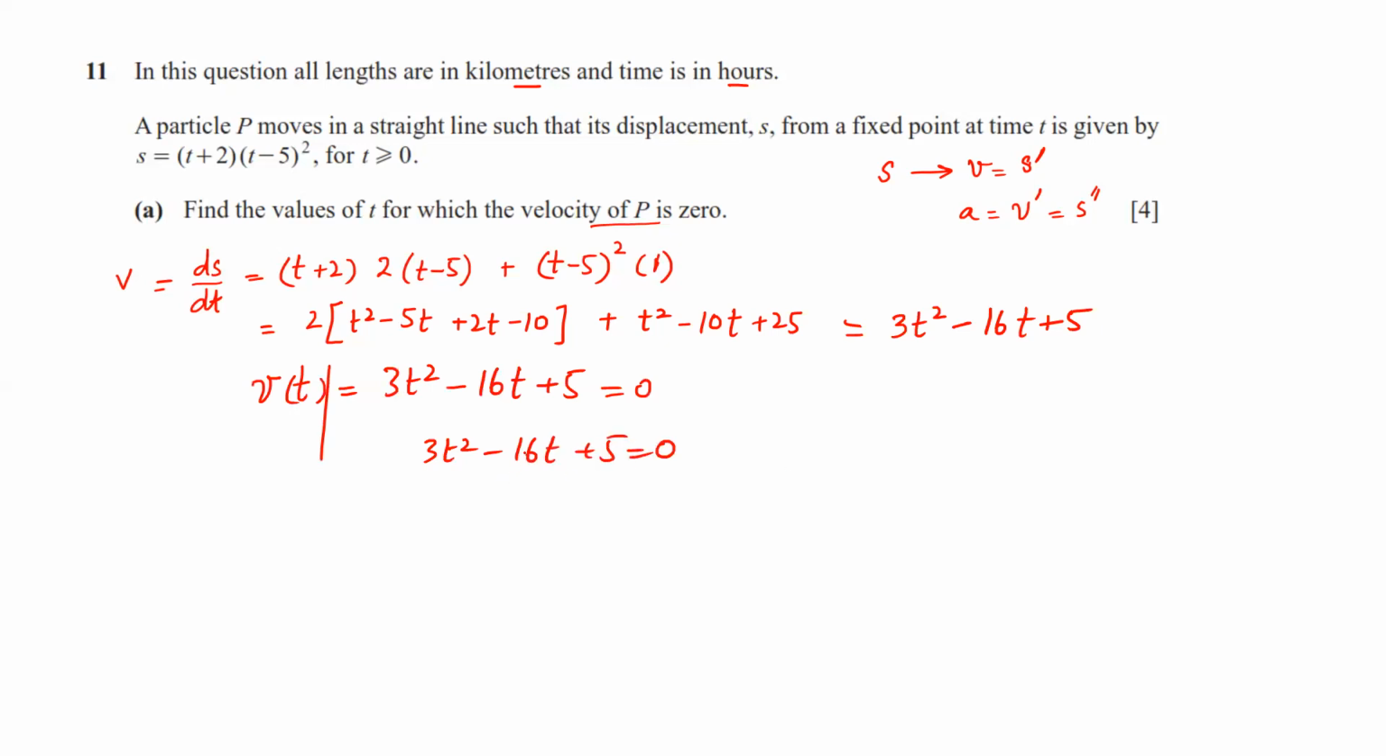So if I'm going to find t, I need to find two factors that add up to 16 and multiply up to 15. So multiply up to 15, add up to 16.